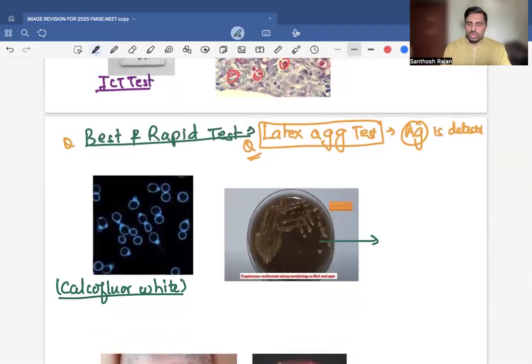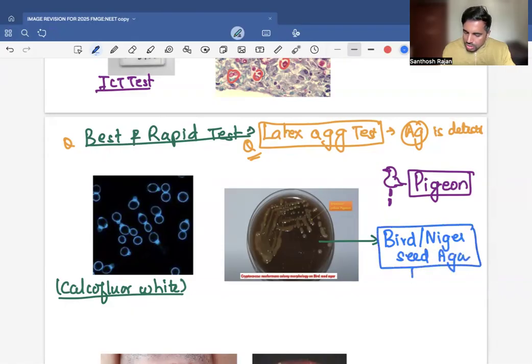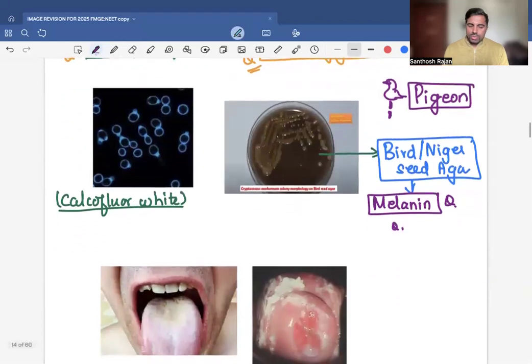The selective media for Cryptococcus: Cryptococcus comes from pigeon droppings, right? Pigeon droppings are the main risk factor for this. So the droppings are brown in color, that's the idea. Basically, you call this bird seed agar, or Niger seed agar. Okay, that's important. Because it has the ability to produce melanin pigment, the colony also looks brown. So please remember, these are a few important characteristic things here. Okay, that's all. So this is for your frequently asked Cryptococcus.